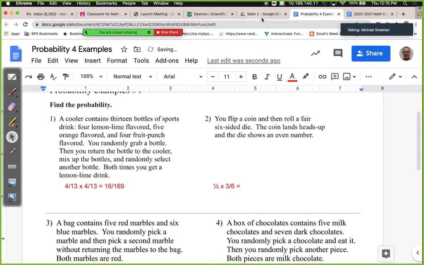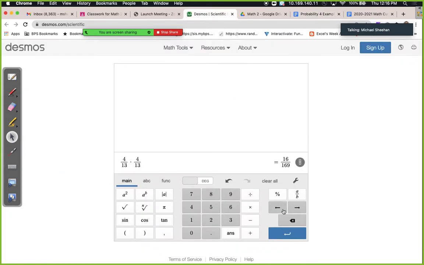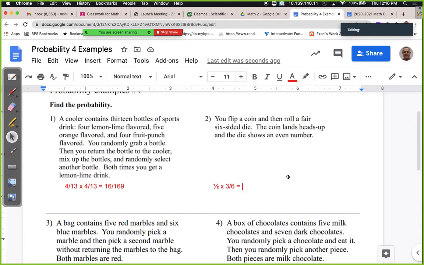Okay? And again, you can go here: 1/2 times 3/6. Clear all. 1/2 times 3/6, and turn it into a fraction. It's 1/4 when you reduce it. All right, it's really 3 over 12, but it reduces to 1/4. Questions on this one or no?